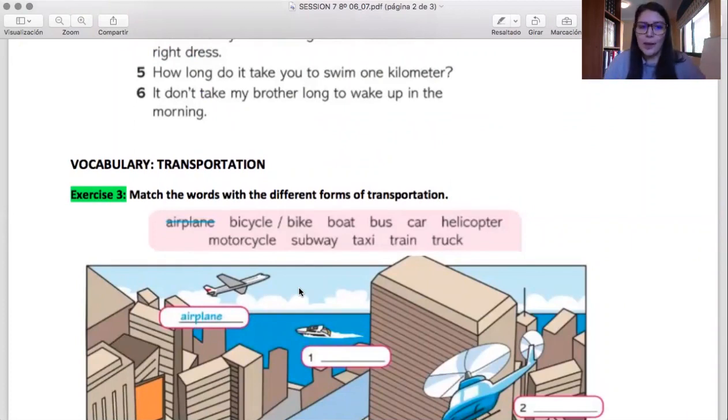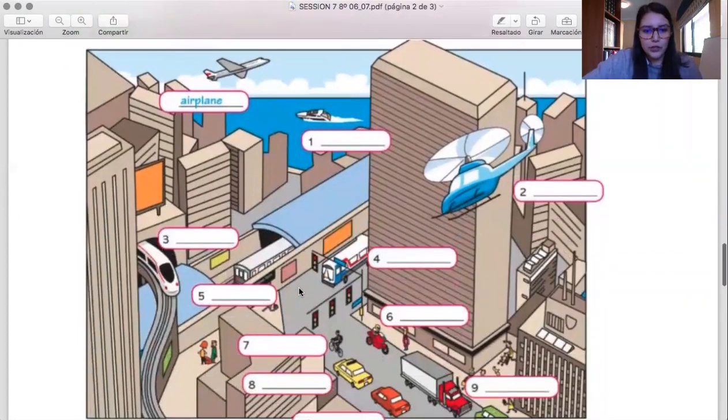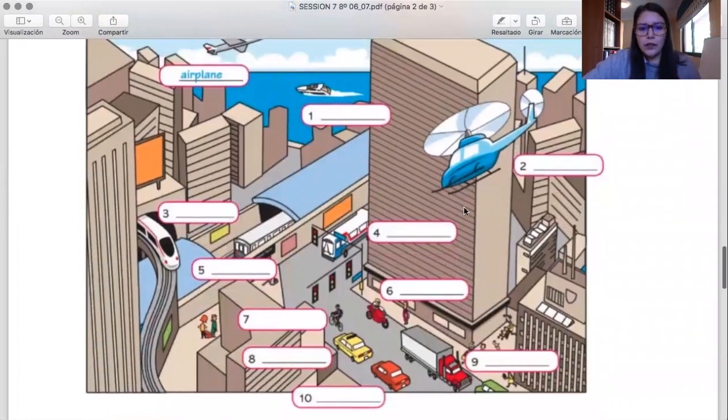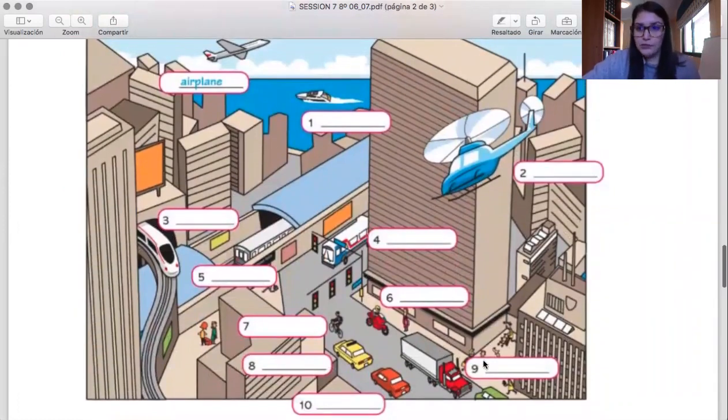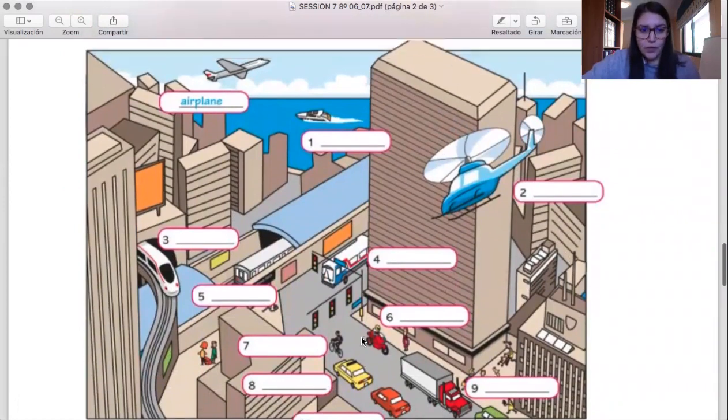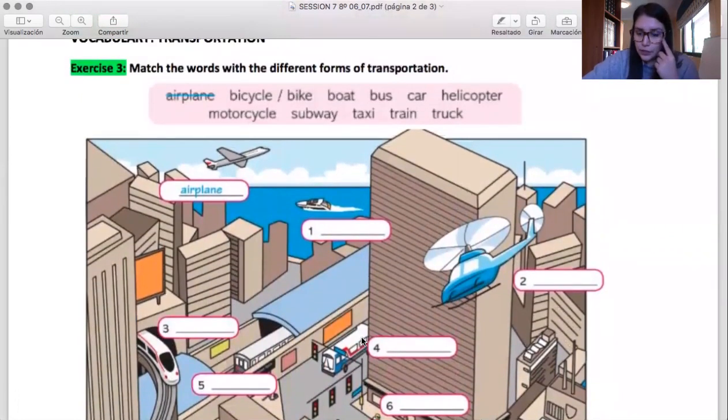For the second part of this session, we are going to focus on vocabulary about transportation, just like our starter. ¿Ya? Para la segunda parte de nuestra sesión, ¿cierto? Vamos a abordar el vocabulario de transporte, ¿cierto? Medios de transporte. So here we have a picture of a city with lots of means of transportation, right? So you have to look at the picture and then you have to match the words with the different forms of transportation. We have airplane, that is our example.